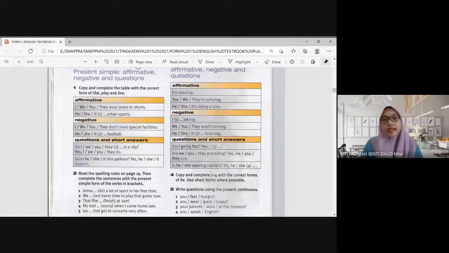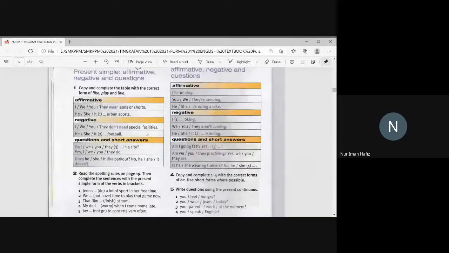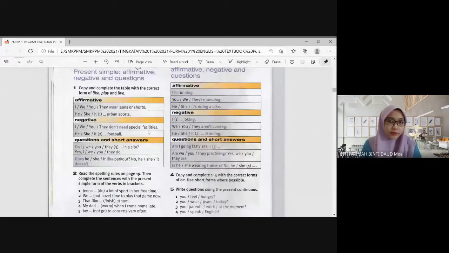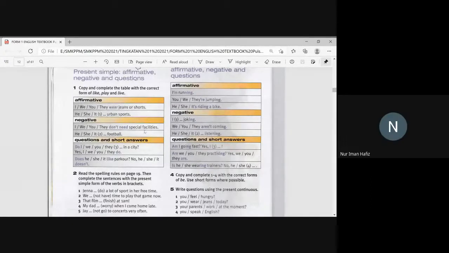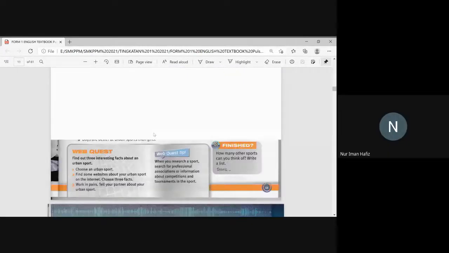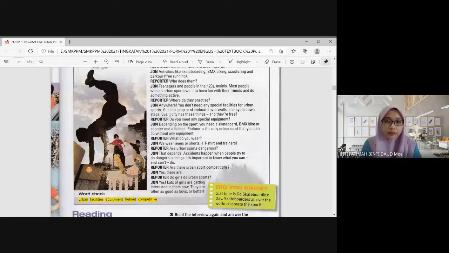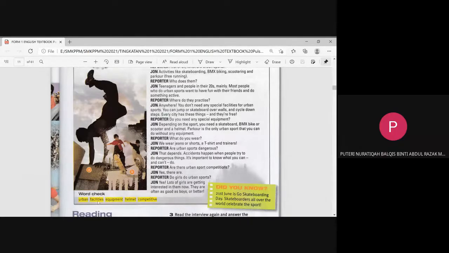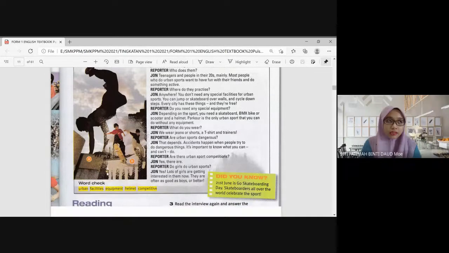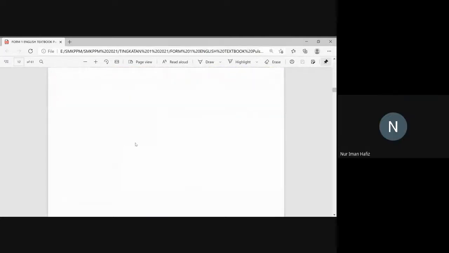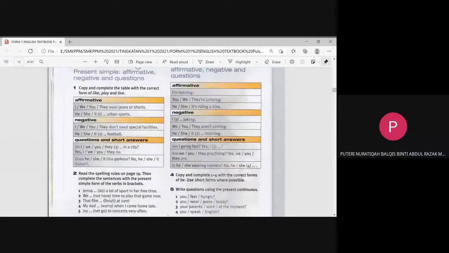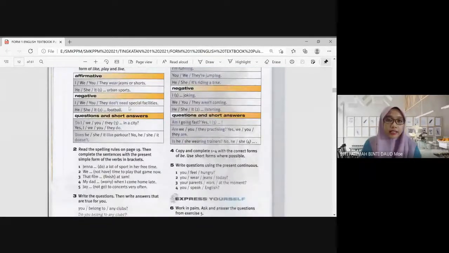Okay, for negative sentence, I, we, they, you, they don't need special facilities. What is facilities again? Last week we learned this word facilities when we learned about parkour. You remember or not? You don't need any special facilities for urban sports. What is facilities again? Kemudahan. Okay, kemudahan. They don't need special facilities.